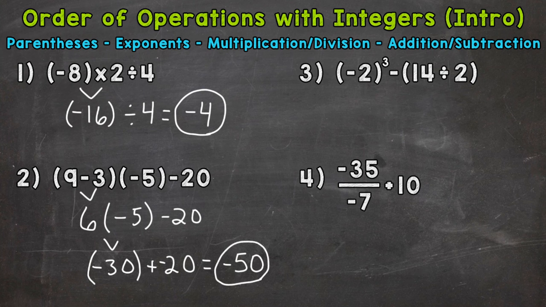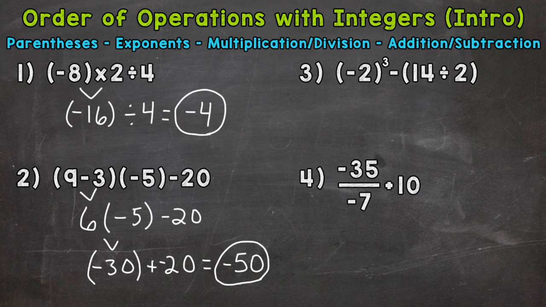If you like to think of it as negative 30 minus 20, you're subtracting 20, you're going 20 to the left down the number line, that works too. You're still going to end up with negative 50. But again, you can also add the opposite when it comes to subtracting integers.